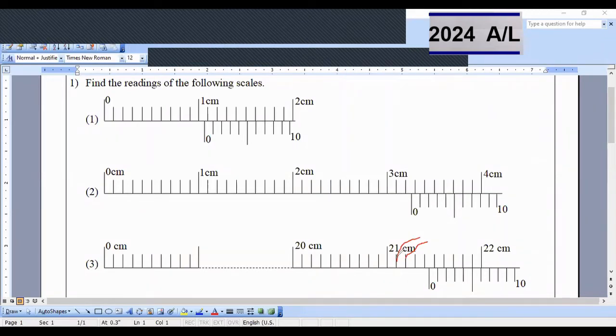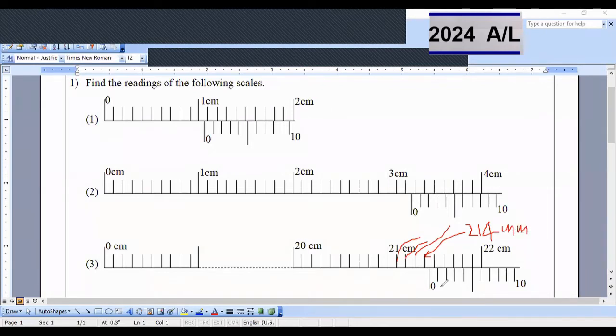This is 11, 12, 13, and this is 14. Am I right? So what is the value here? Yes, sir. 214 millimeters.